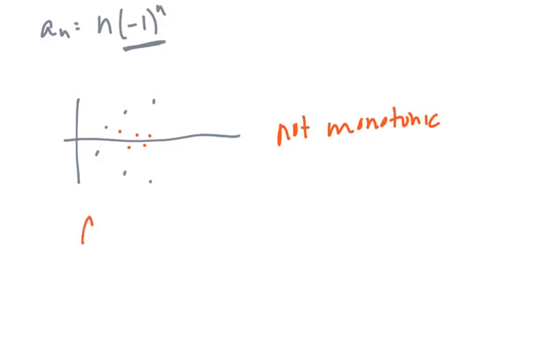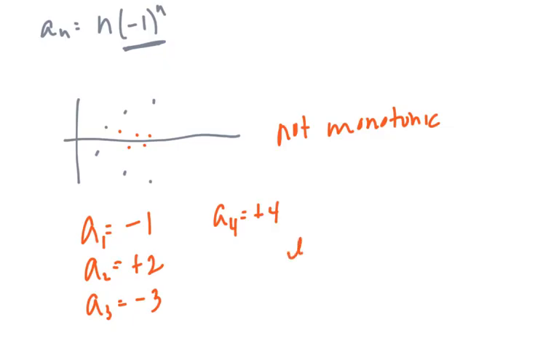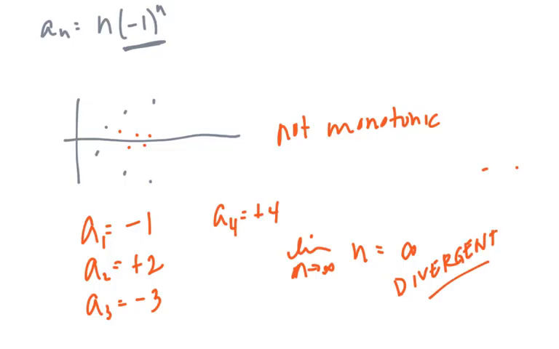So let's look at the n values. A sub 1 is negative 1. A sub 2 is positive 2. A sub 3 is negative 3. A sub 4 is positive 4. So the limit as n approaches infinity of n is infinity. So it's divergent, which means it's not bounded because it has to converge to a value to be bounded. So this one is not monotonic and it's not bounded.